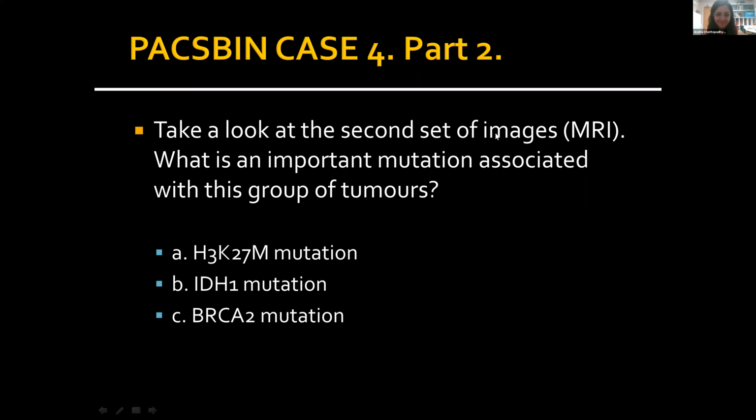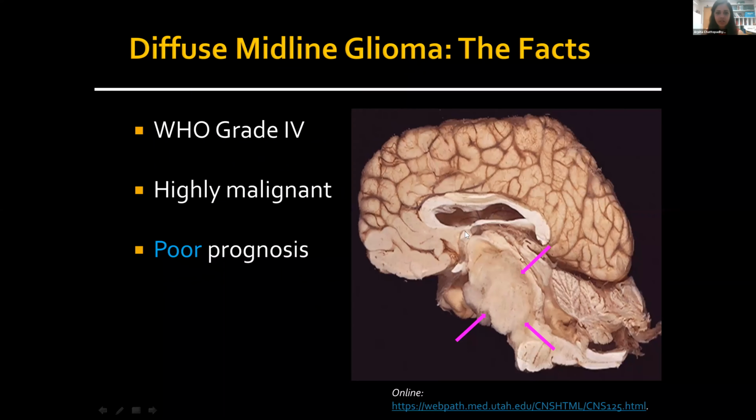Grand. So yes, it's the H3K27M mutation. So we're talking about diffuse midline gliomas in this case. These are WHO grade 4 tumours. They're highly malignant and they have a poor prognosis. Often a diagnosis of this is fatal.